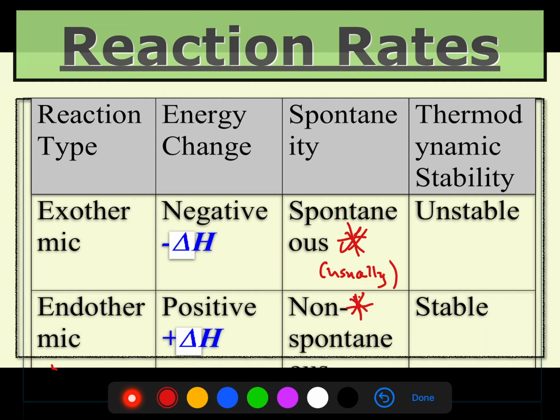And again, thermodynamic stability. If something is spontaneous, then it's happening, it's unstable, and you're going to have difficulty controlling it. And if it's non-spontaneous, that means it's thermodynamically stable. Again, not necessarily favorable or unfavorable, though. There are a lot of things to consider.